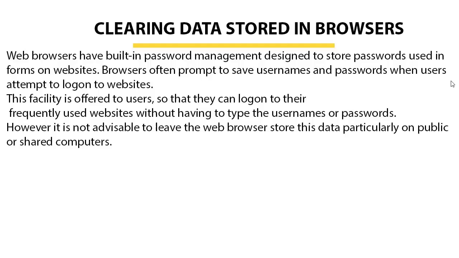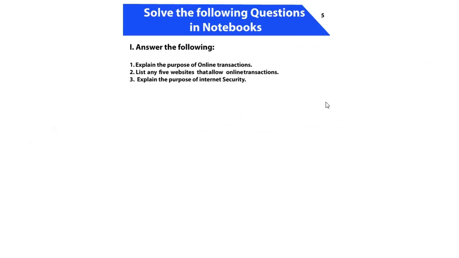Now I've given you three questions. First, explain the purpose of online transaction. Secondly, list any five websites that allow online transactions. And the third one is, explain the purpose of internet security. I want you to do this in your notebook, and I'll see you again in the next lecture with a new topic.